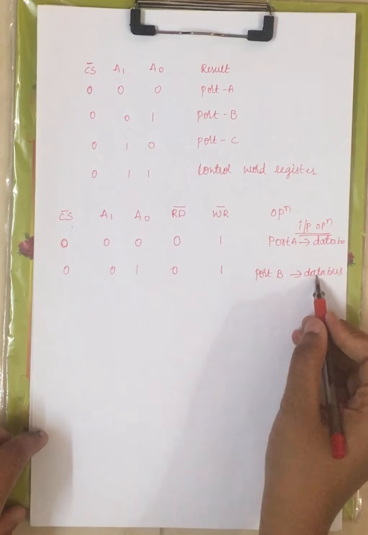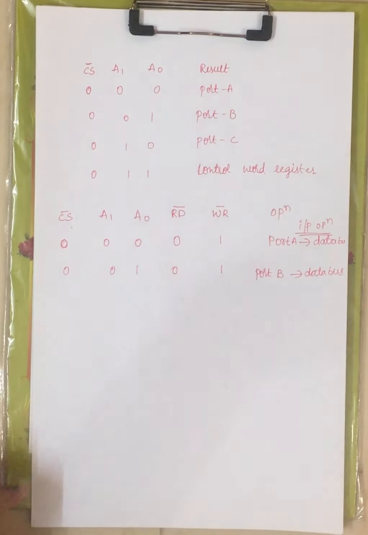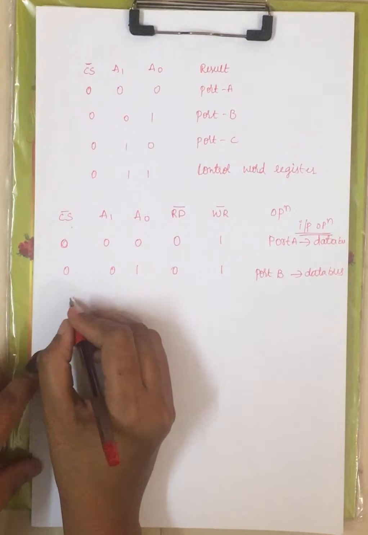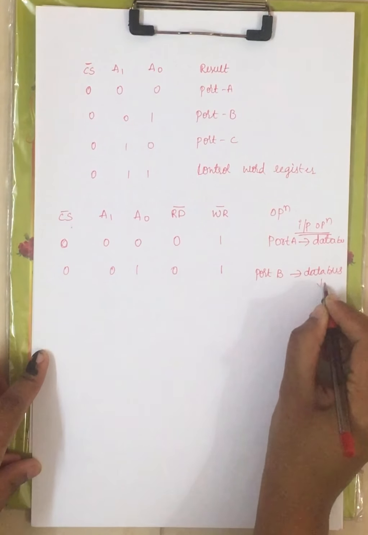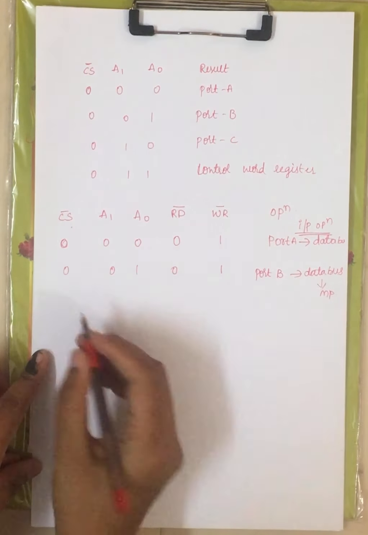Through port B it is transferred to the data bus. From the data bus it is transferred to the microprocessor. It is reading the data, right? Now from the data bus it is transferred to the microprocessor, right?